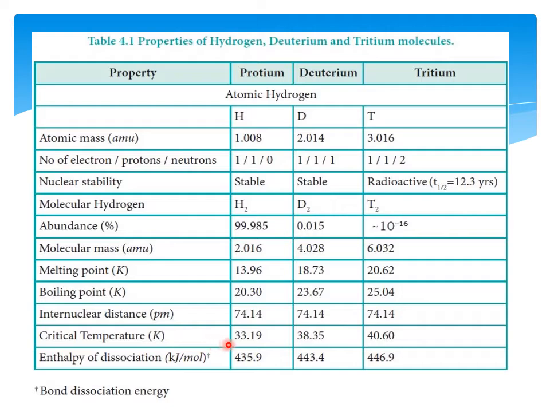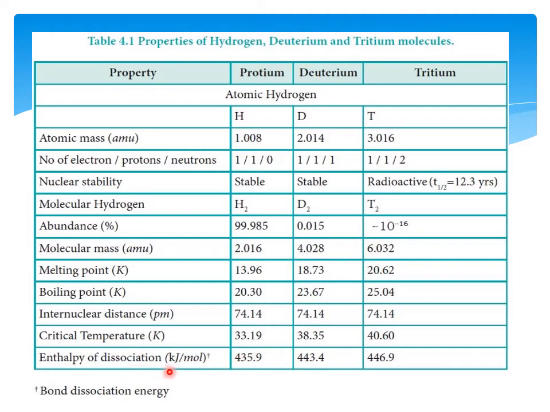Next, the critical temperature. The critical temperature is the temperature at which gaseous hydrogen can be converted into the liquid state. That is called the critical temperature. This is the temperature at which H2 can convert into liquid hydrogen. That is 33.19 Kelvin, the temperature unit is Kelvin here, then 38.35, and 40. So this critical temperature also increases. So we can liquefy hydrogen comparatively faster than the other two isotopes.